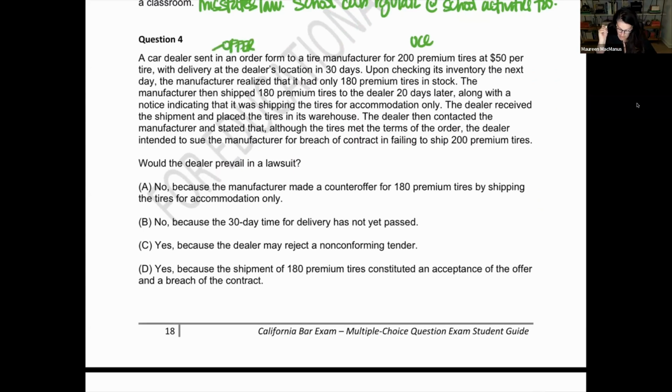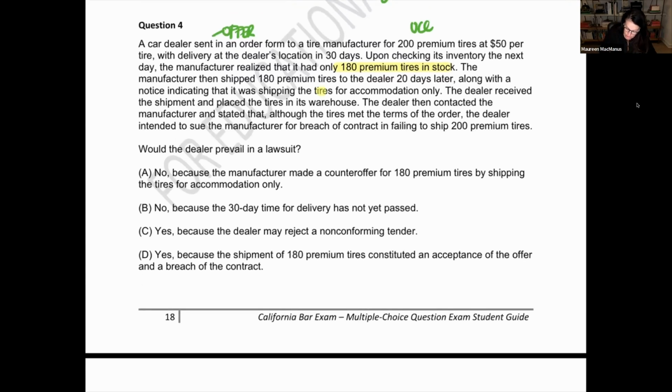It's UCC. Upon checking its inventory the next day, the manufacturer realized that it had only 180 premium tires in stock. The manufacturer then shipped 180 premium tires to the dealer 20 days later, which is within the terms of the offer, along with a notice indicating it was shipping the tires for accommodation only. So this is a counter offer. And I don't always love when they say a counter offer for this, but it is a way to say that this is a counter offer. When you ship an accommodation, it's a counter offer. If you didn't ship the accommodation with it, it would be an acceptance and an immediate breach. But because they shipped the accommodation with it, it actually is a counter offer.